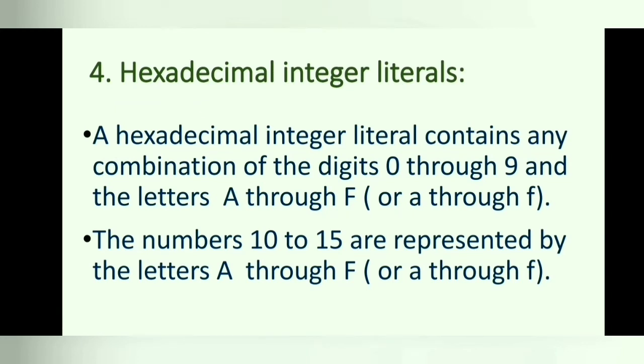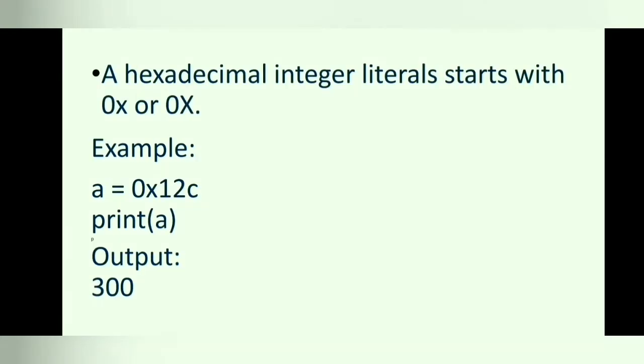Hexadecimal integer literals. A hexadecimal integer literal contains any combination of the digits 0 through 9 and the letters A through F, uppercase or lowercase. The numbers 10 to 15 are represented by the letters A through F, uppercase or lowercase. A hexadecimal integer literal starts with 0x, x may be uppercase or lowercase. 0x12c is assigned to A. Print A. The output will be 300. The output will be displayed in the decimal number system.